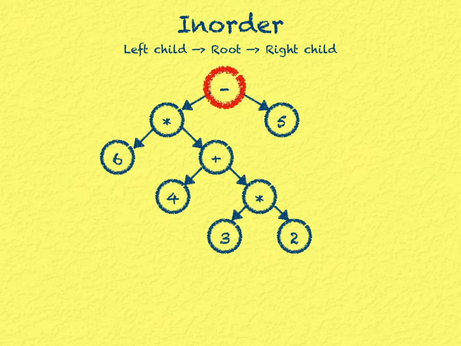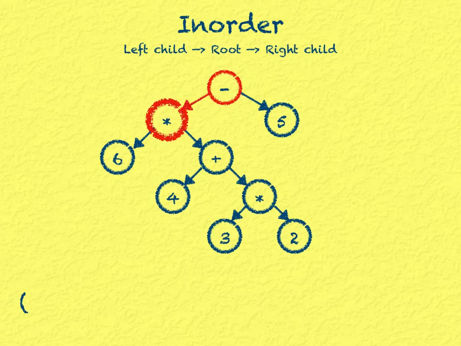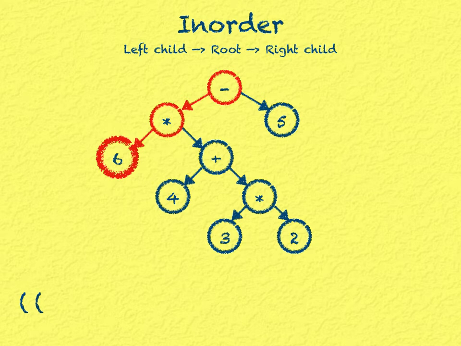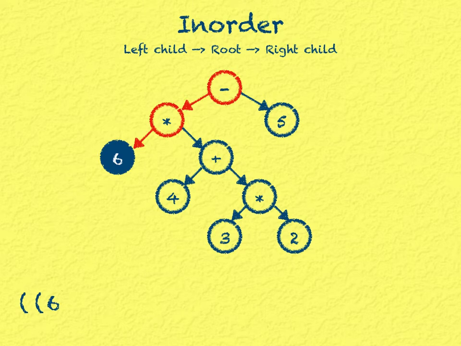So we start at minus. Minus is a binary operator, so I insert open parentheses. Then I go left. Multiplication, a binary operator, so I insert open parentheses. Now I'm at 6. 6 is the first node that would be visited in an in-order traversal, so 6 gets inserted. We come back up. Now we're at the root of that subtree, so multiplication gets inserted.